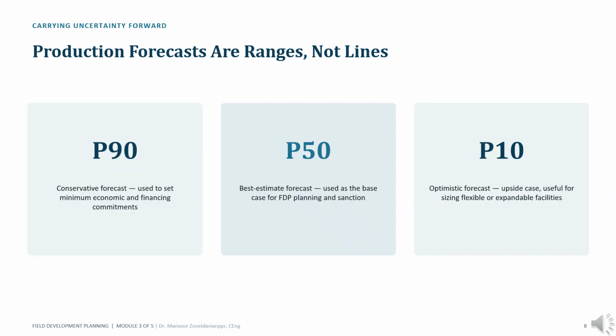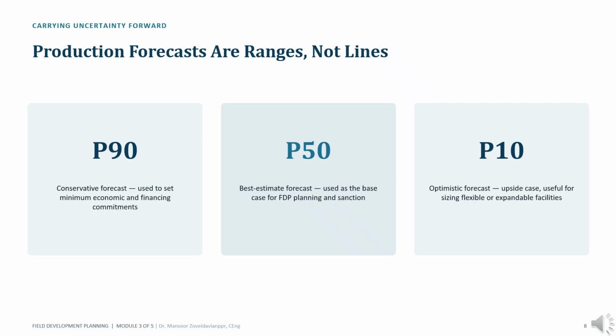Just as reserves and volumes are expressed as ranges, production forecasts should also be expressed as ranges. The P90 case represents a conservative forecast and is often used for minimum commitments and downside planning. The P50 case represents the best estimate and typically forms the basis of the FDP. The P10 case represents the upside potential of the asset.